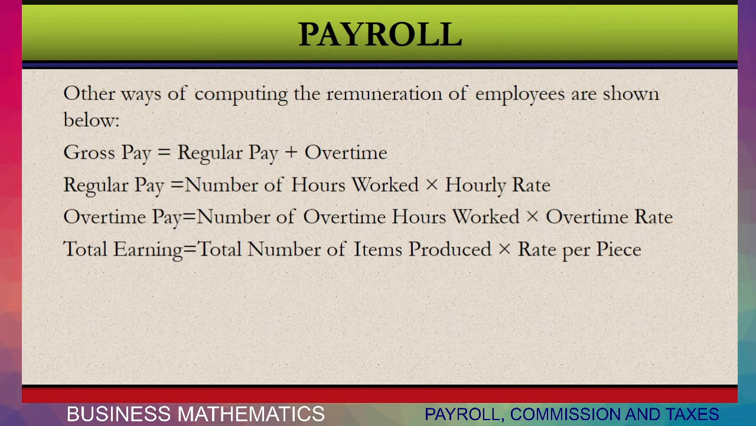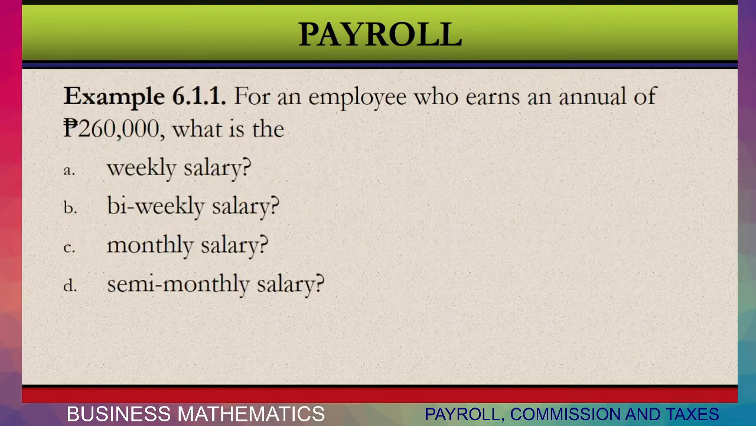Okay. So, mag-proceed tayo sa example. Unahin natin yung unang formula na nabanggit kanina. Example 6.1.1. For an employee who earns an annual salary of 260,000, what is the weekly salary, bi-weekly salary, monthly salary, and semi-monthly salary? Unahin natin si weekly salary. Ano ba yung formula natin sa weekly salary? Weekly salary is equals to annual salary divided by 52.